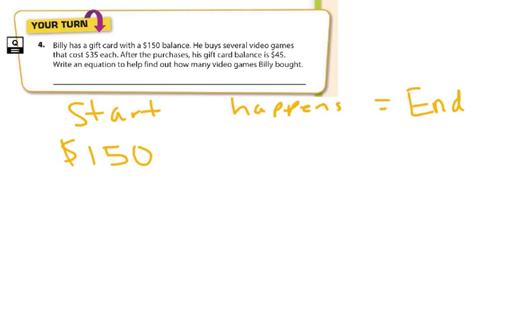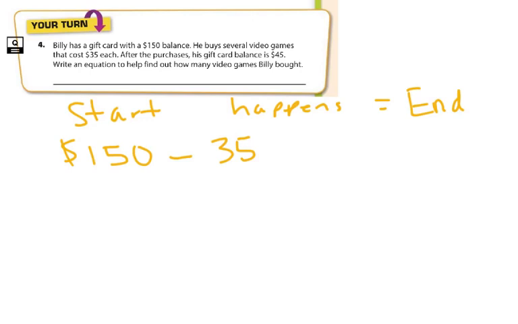And then something happens. He does what? He buys video games. So we've got to ask ourselves, if we're buying video games, are we going to be adding or subtracting to this? And in this case, you guys got it. He's buying something. So we're going to be subtracting this $35. But he's doing this $35 a couple of times, right? We don't know how many video games he's buying. So each time he buys a video game, it costs $35, but he does this several times.